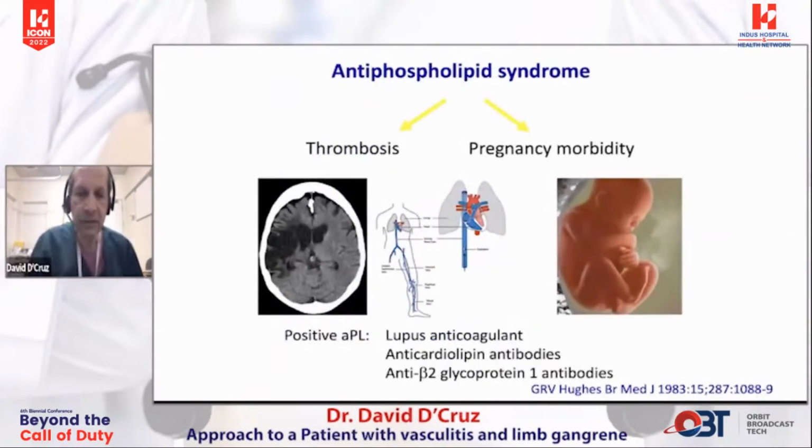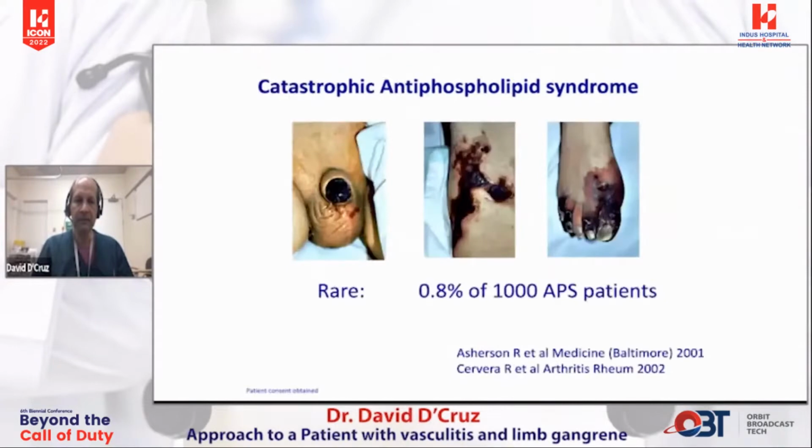So antiphospholipid syndrome, this audience will be very familiar with this condition, characterized by arterial and venous thrombosis and pregnancy morbidity, including multiple pregnancy losses. The typical laboratory features are lupus anticoagulant, anticardiolipin antibodies, and beta-2 glycoprotein 1 antibodies. If all three of these antibodies are positive, so-called triple positivity, these patients have the highest risk of thrombotic events.